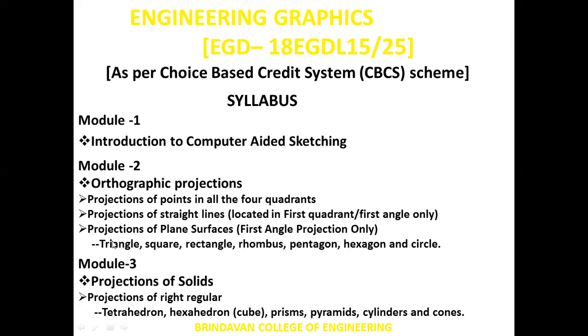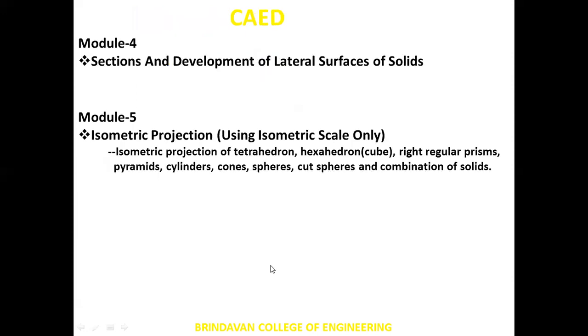Then the third topic is projection of plane surfaces. This also is with respect to first quadrant and first angle projection only. Here we will deal with different types of plane surfaces: triangle, square, rectangle, rhombus, pentagon, hexagon, and circle. Now module number three is projection of solids. It is a very important module because the majority of the marks are with respect to it. In this, we are going to discuss projection of right regular tetrahedron, hexahedron, prism, pyramid, cylinders, and cone.